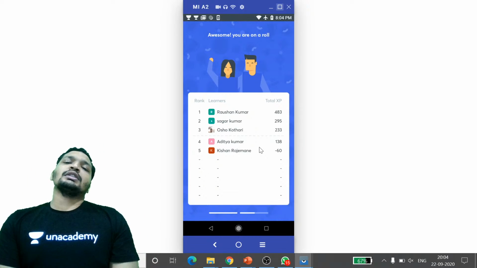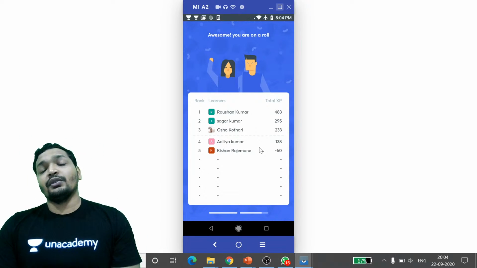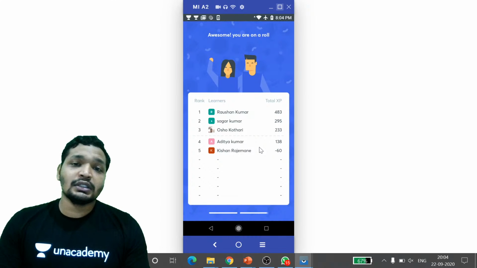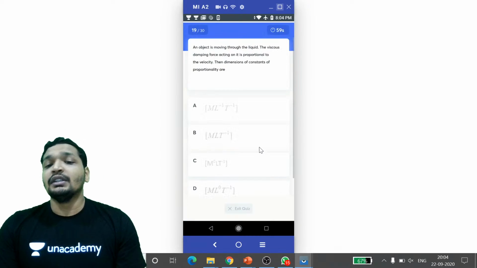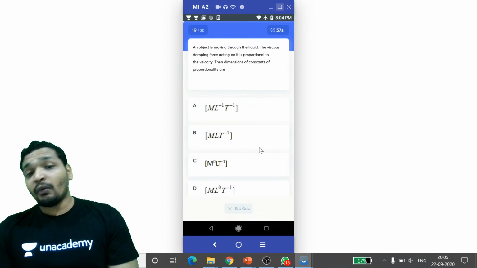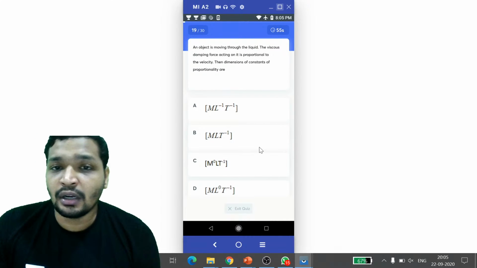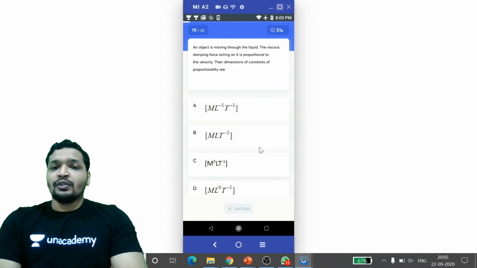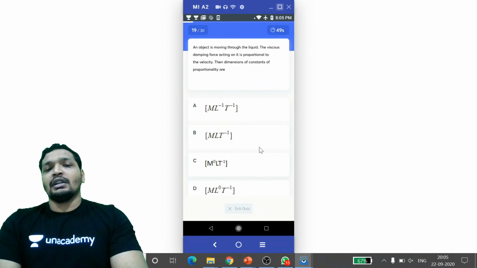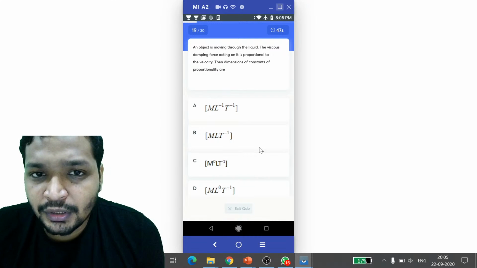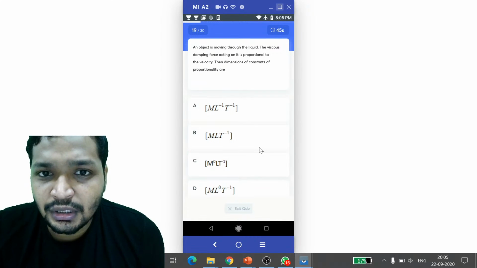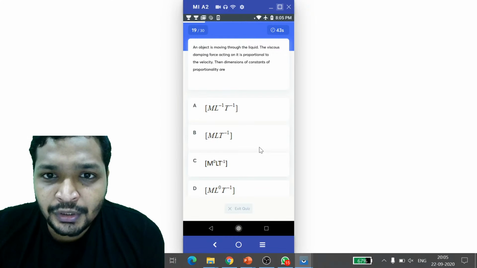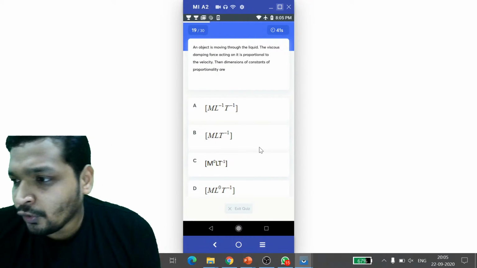You can check out today's class. Today we discussed all about vernier calipers and screw gauge. We'll take up problems on units and dimensions this coming Saturday or Sunday. So yes, you can start working on this problem. The object is moving through the liquid. The viscous damping force acting on it is proportional to the dimension of constants.